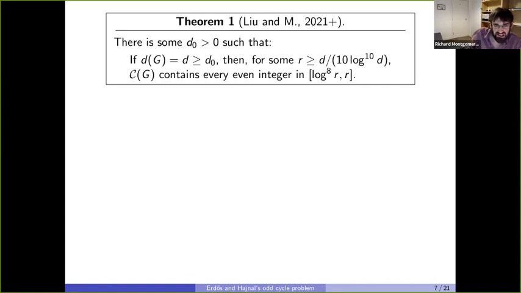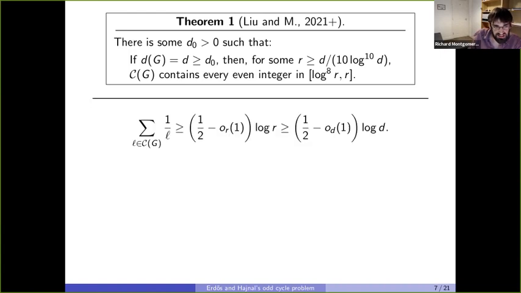Okay. And that's great. How does it relate to what we had in the previous slide? Well, if we're looking for this density function, then I just need to sum up the reciprocals of the even numbers in such an interval. And that's approximately 1/2 log R. So from the lower bound on R, it's definitely 1/2 log D. So we get this universal lower bound that was conjectured by Erdős asymptotically.